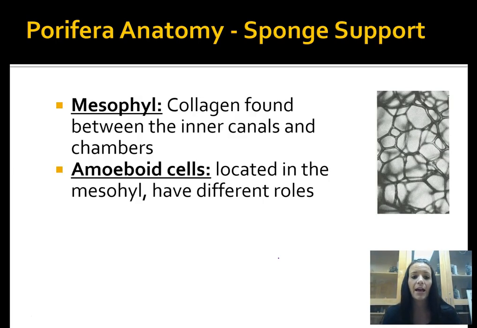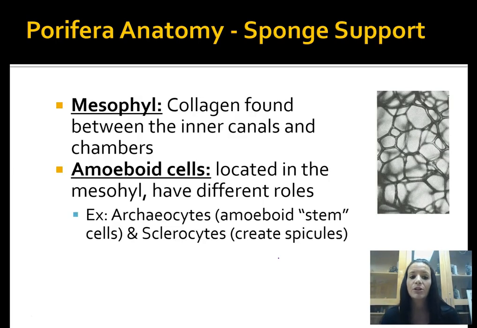So here's a look at mesophyll, which is a collagen, and it's found between the canals and chambers. It's basically all of that space that's in between those cells. And something else called amoeboid cells. These are located in the mesophyll as well, and these are very similar to a stem cell too. So you have the archaeocytes, which are amoeboid stem cells, and sclerocytes, which create spicules, which we'll talk about in a moment.